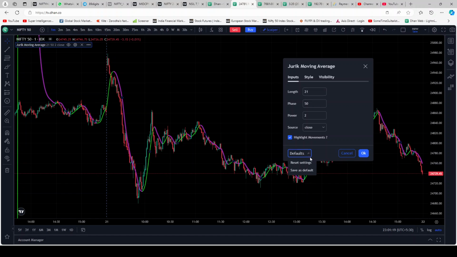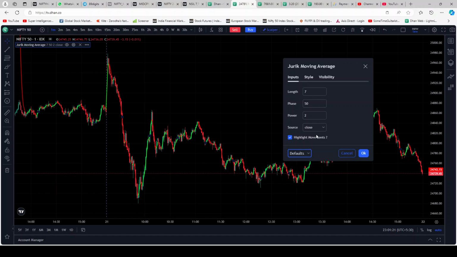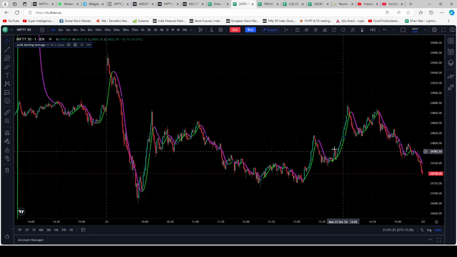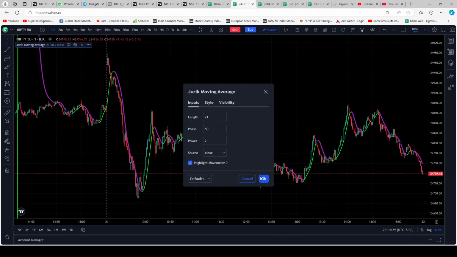By default it comes reset. Yeah, it comes at 7. It comes 7 at default, so I don't use 7, I use 21. So with 21 it looks like this. This is exactly how I've set it.